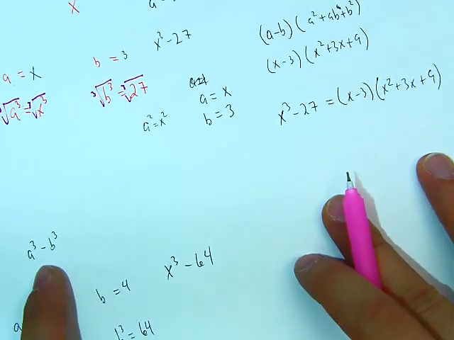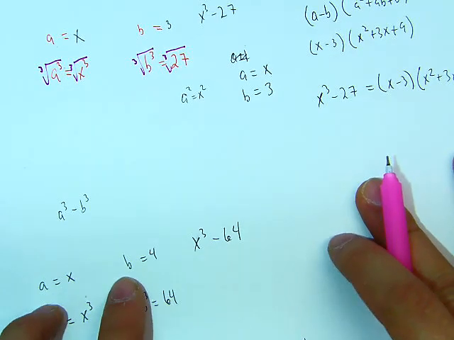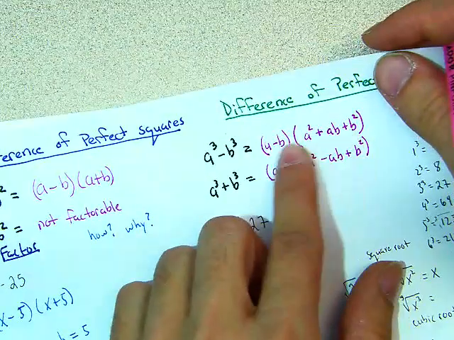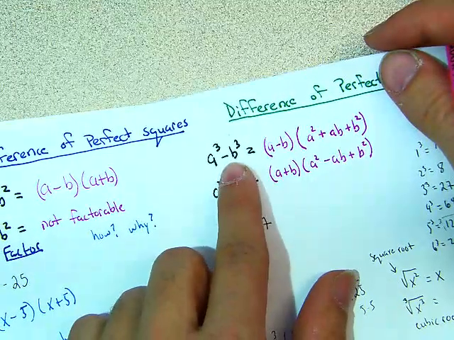And then you simply do what? You just take the a and the b and put it into what formula? Where is it? You just put it into this formula because we're using a cubed minus b cubed.